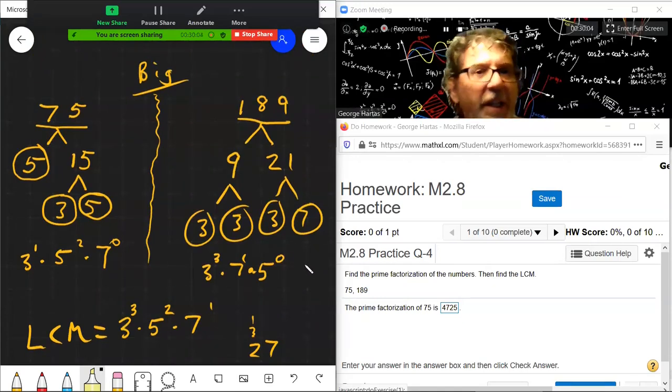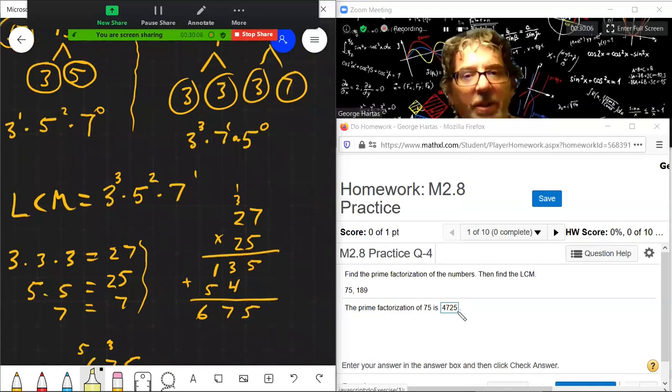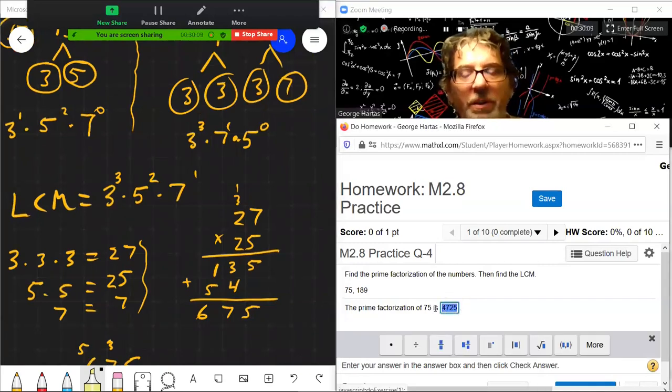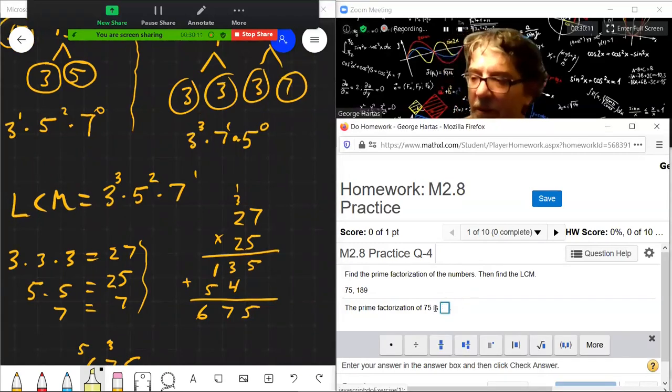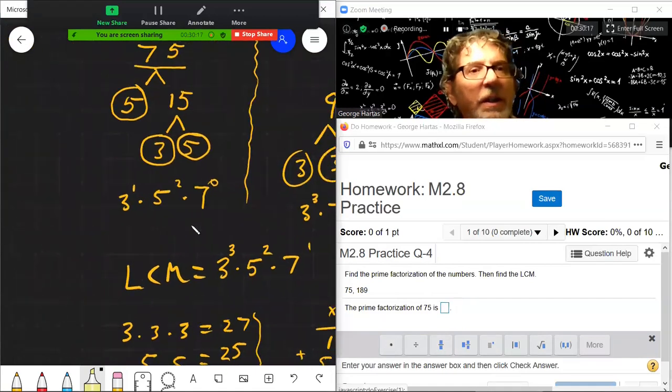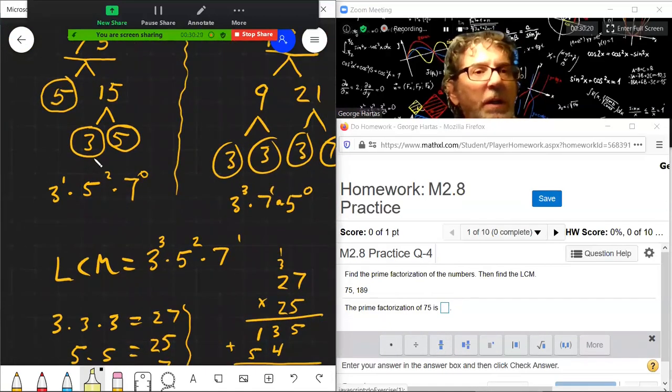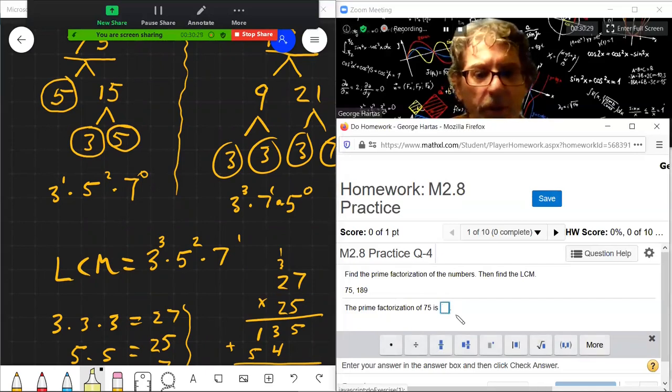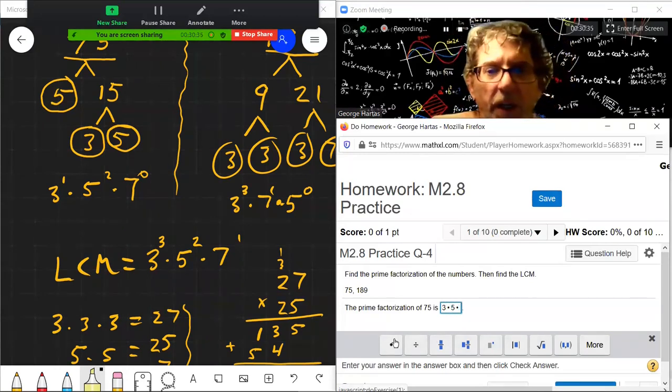Oh, all right. I'm way ahead of myself. I'm not reading the instructions. The prime factorization of 75 is what they're looking for. And they don't specify using powers. So it's going to be 3 times 5 times 5, right? It doesn't say using powers. So 3 times 5 times 5.